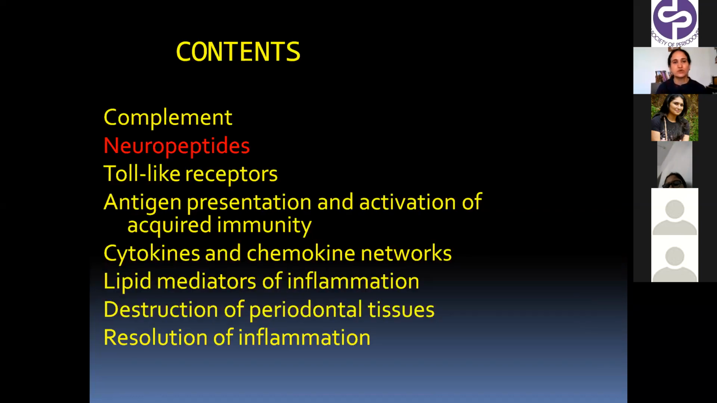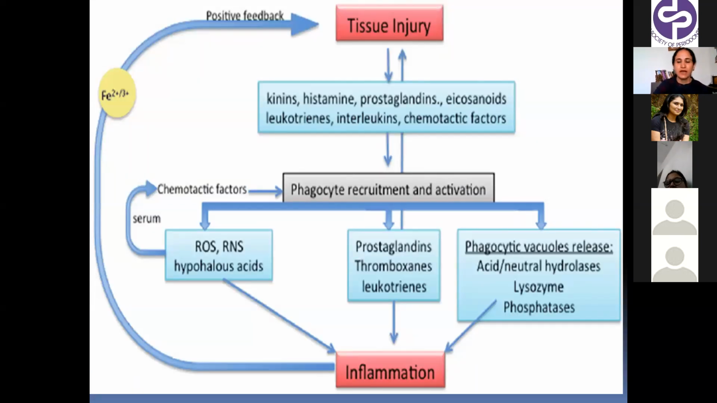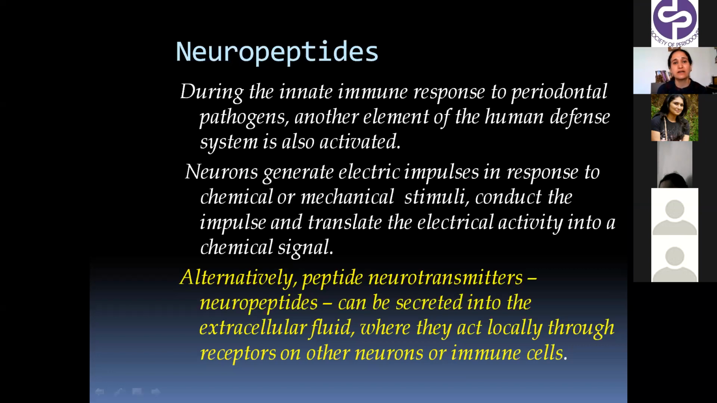Now, another thing is neuropeptides. You may not have heard about this because it's a new addition to the immunity and inflammation. You have heard about the different types of inflammatory mediators like kinins, histamine, prostaglandin, eicosanoids, and other things which recruit the different types of cells. But recently in 2016, there was a study which said that even the nervous system is involved in the inflammation. It is the neurons which generate the electric impulse, and they will decide whether this inflammation should go into the chronic or it should be stopped.